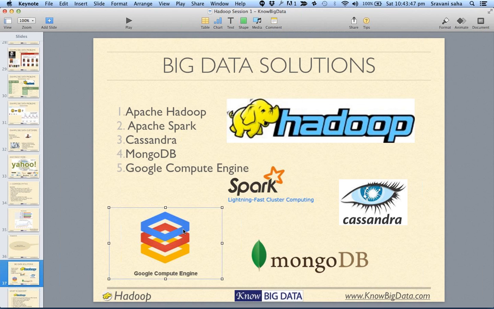Now you have Google Compute Engine, where you don't have to install anything. You can start using it from Google, and they will charge you on a pay-per-computation basis. Based on the number of CPU hours you consume, they will charge you. Then you have MongoDB. MongoDB, similar to Cassandra, is good for storing data and doing basic computations. Okay.